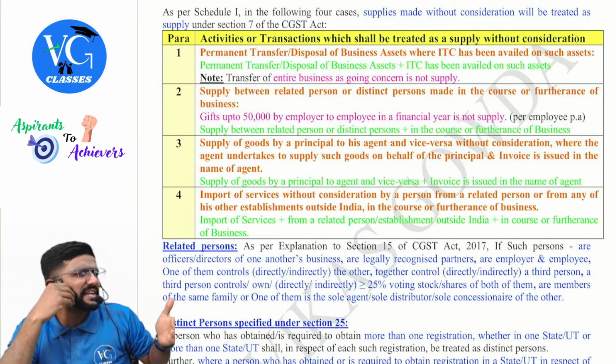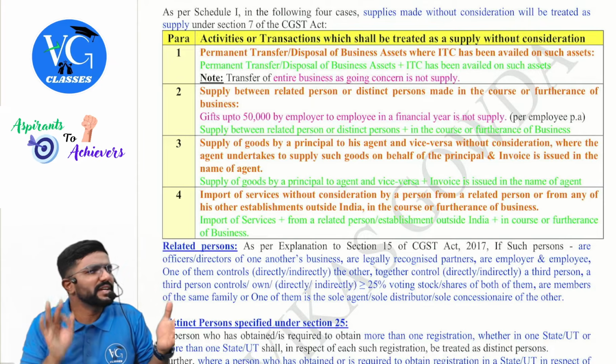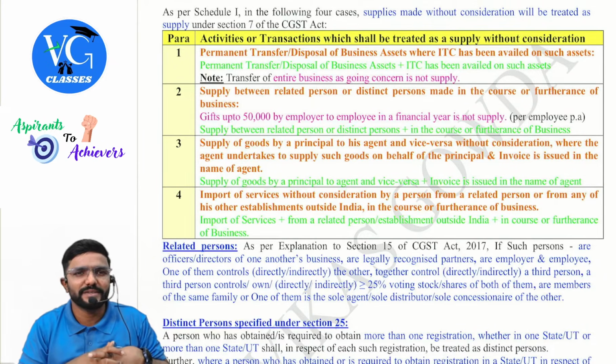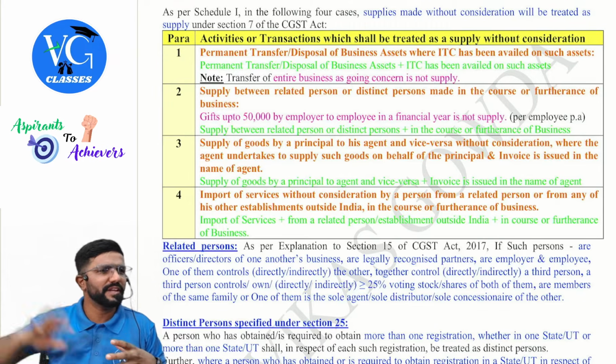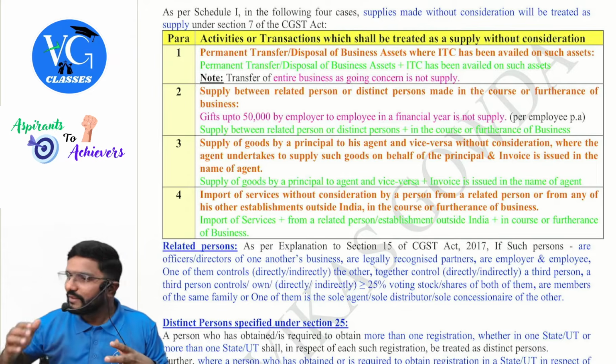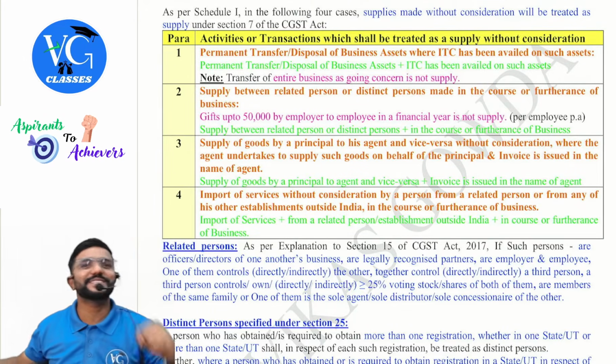Okay. Sir, I had purchased an asset, but I had not claimed ITC. Why? Section 17(5) blocked it, sir. Okay, I have not claimed ITC. Now I am giving it free. Is it a supply? No. Now I am supplying it for 1 lakh. Is it a supply? Yes, as per 7 and 8.